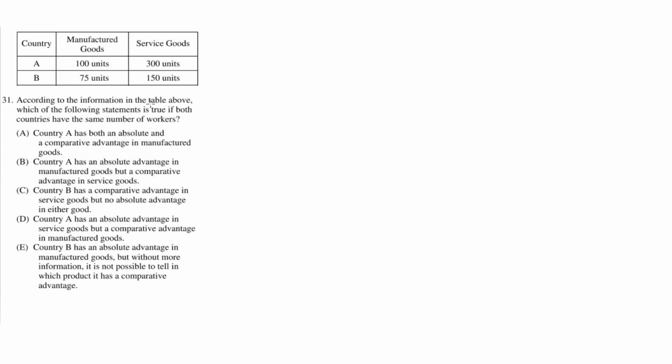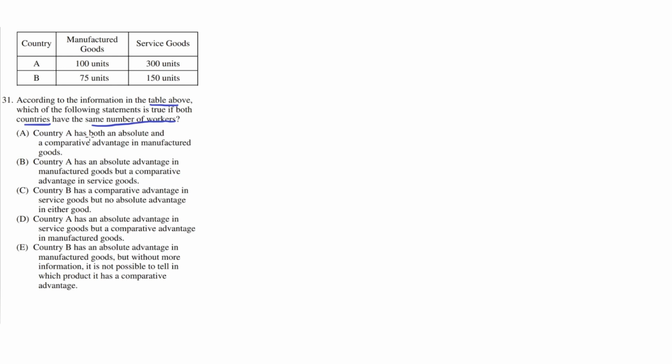According to the information in the table above, which of the following statements is true if both countries have the same number of workers? So in this question, we're given a table where there are two countries, country A and country B. And these countries produce two types of goods, manufactured goods and service goods. And we're asked to find the following statement that is true if they both have the same number of workers.